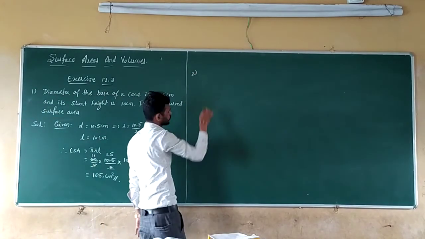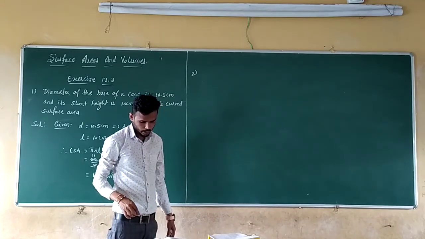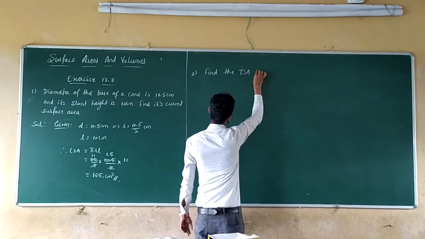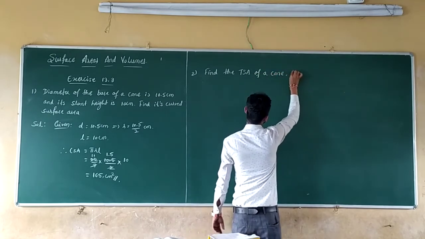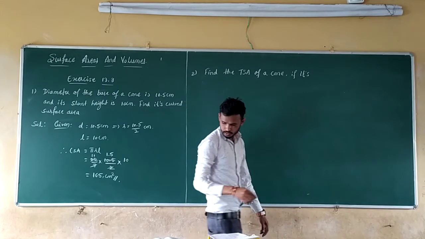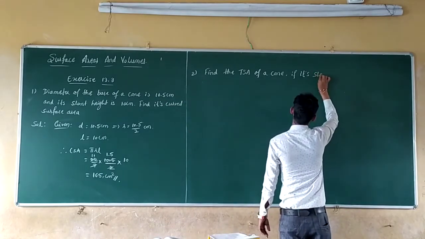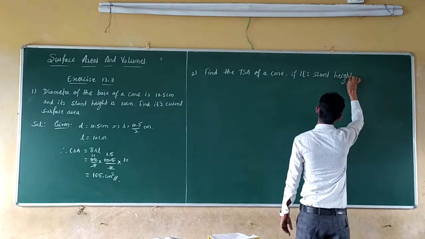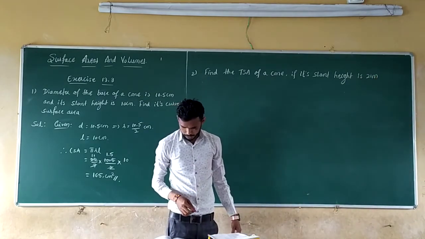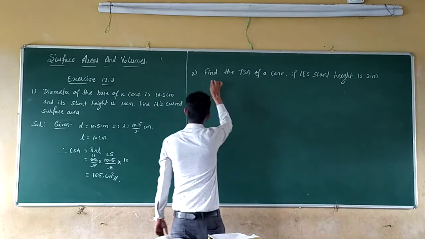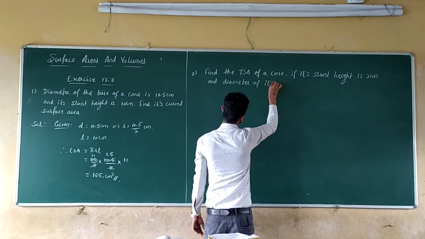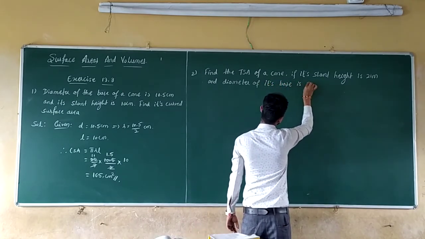Let us see the second question. Find the TSA of a cone if its slant height is 21 meter and diameter of its base is 24 meter.